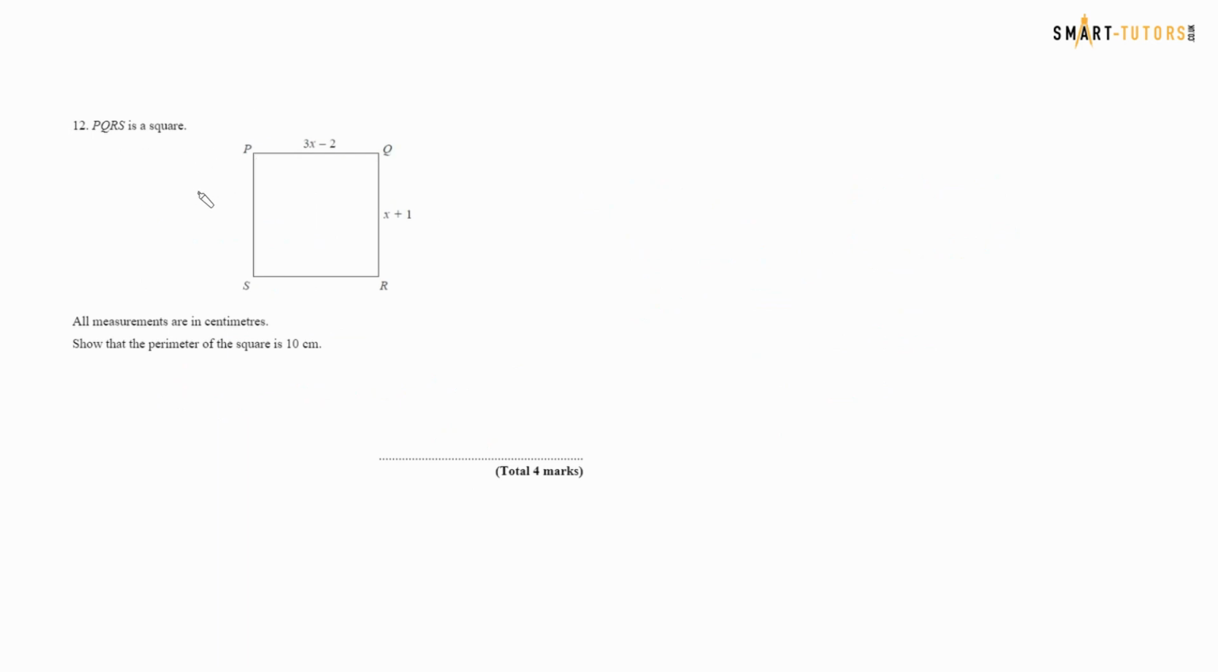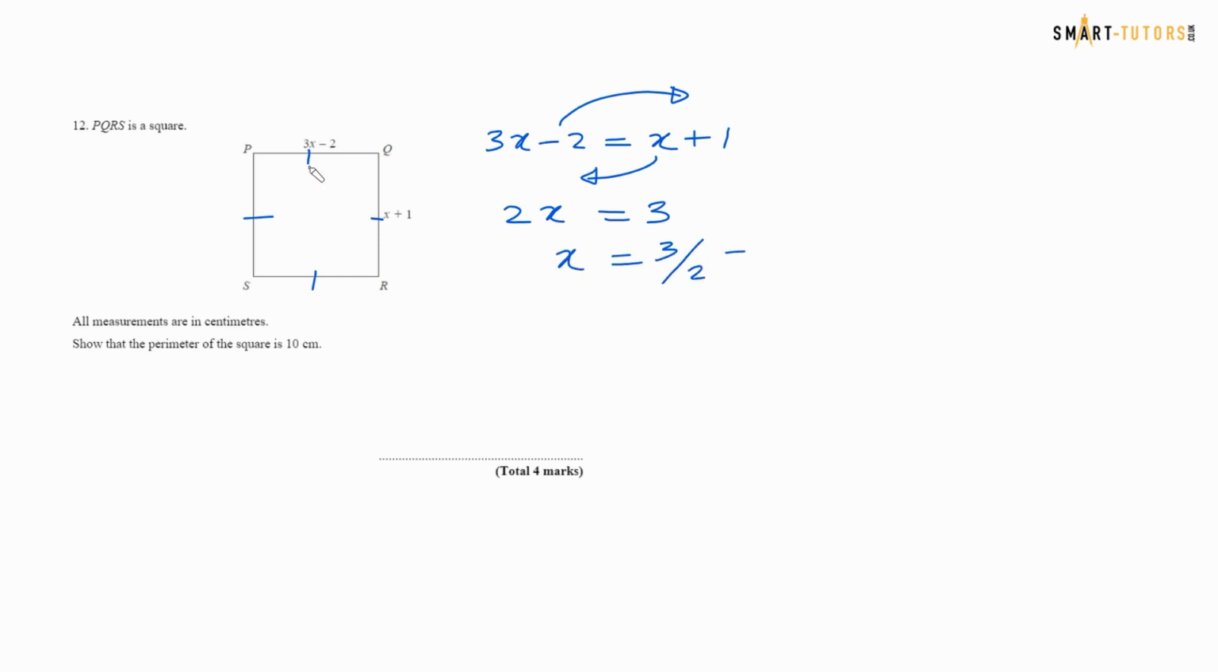Question number 12. PQRS is a square. All the measurements are in centimeters. Show that the perimeter of the square is 10 centimeters. So if it is a square, all four sides are equal. So if I equate 3x minus 2 equals x plus 1, take the x this side, so minus x. So 3x minus x is 2x equals minus 2 going to the other side, plus 2, plus 2 plus 1 is plus 3. So x equals 3 over 2, which is 1.5 centimeters.